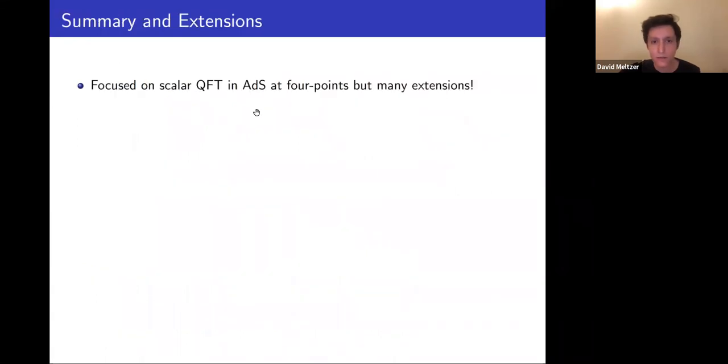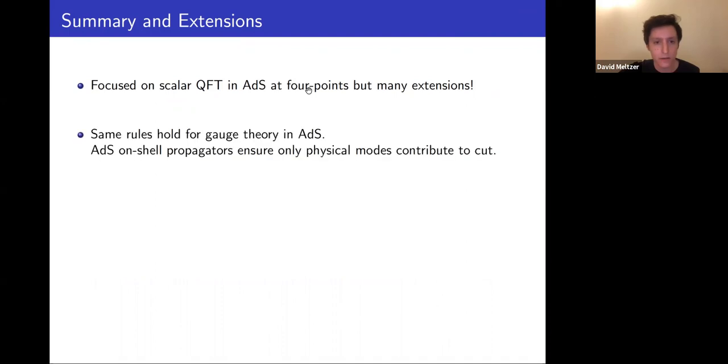So that's most of what I want to say about these cutting rules. I just want to end by saying that there's a lot of extensions. So we focused on scalar quantum field theory at 4 points, but the same rules can also be derived for gauge theory. And there, the AdS on-shell propagators will ensure that only physical modes contribute to the cut. And this is the same as in flat space. When we do a cut, we only sum over physical polarizations.